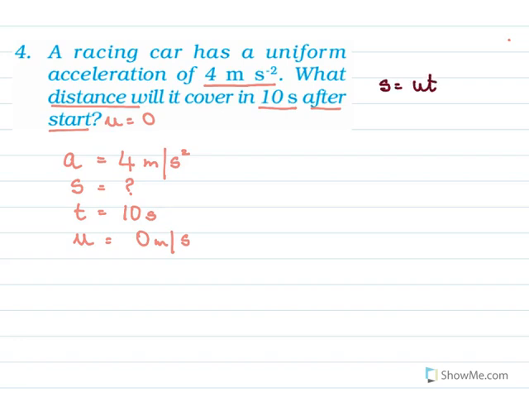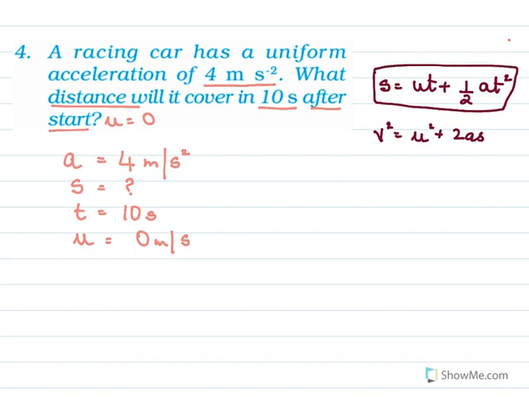Now to find the distance we have two formulas. One is s equal to ut plus half at square, and the other one is v square equal to u square plus 2as. If we know time, we use the first formula. Since the time is given, we are going to use this formula, and if we don't know the time, we use the second formula. So in this case we are going to use the first formula.